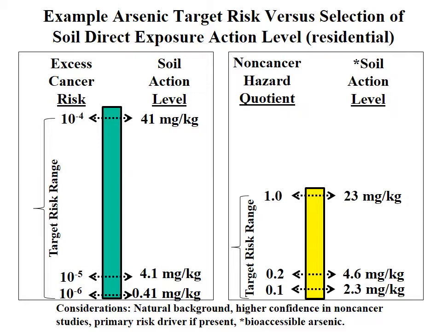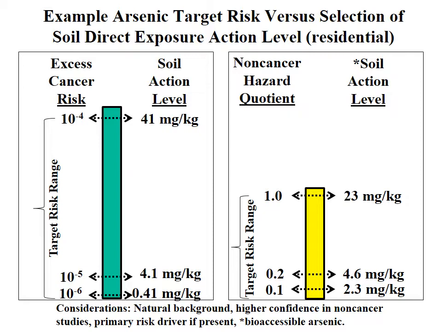It's very similar to an SPLP batch test. You just put a couple of spoonfuls of dirt in 2 liters of fake stomach acid or gastric fluid and agitate it for 10 or 20 hours and look at the amount of arsenic that gets stripped from the soil and moves into the solution. This is the bioaccessible fraction of arsenic.